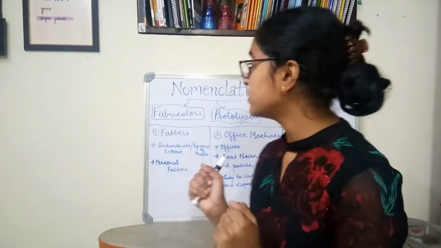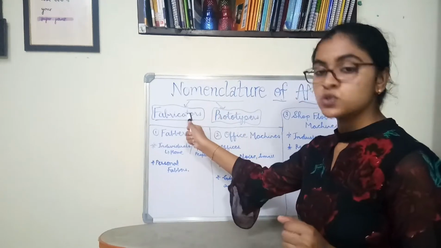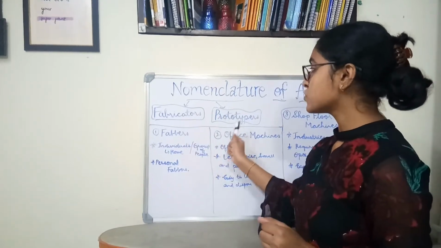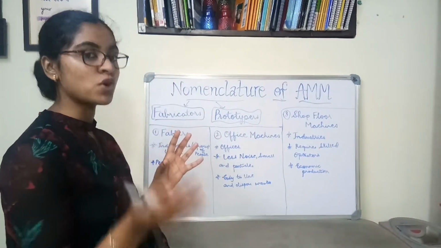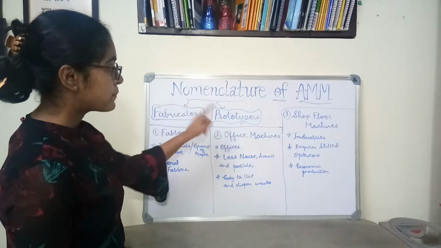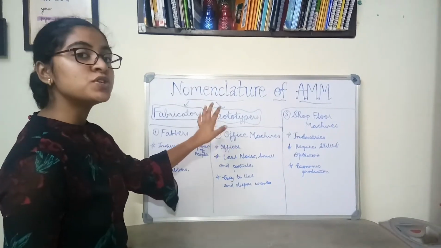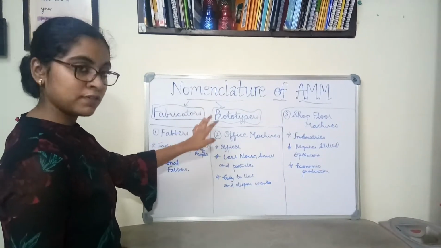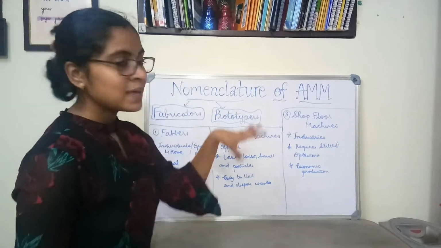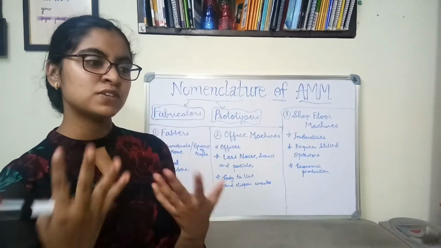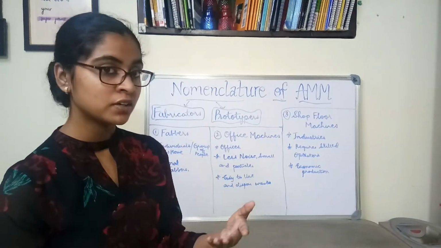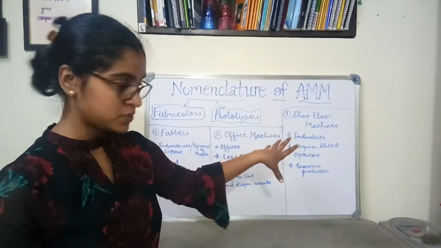So based on the first criteria, the AM machines are of two types, fabricators and prototypers. Fabricators, from the name we get to know that they are able to fabricate the final product. On the other hand, prototypers, they're only able to produce the prototypes of the object we're looking for. Since AM machines are able to produce the final product in terms of layers, and it's as if we are printing a 3D object, they're also called as 3D printers.